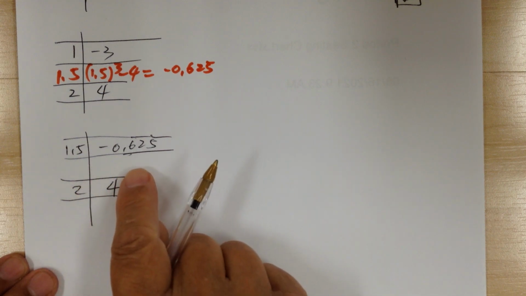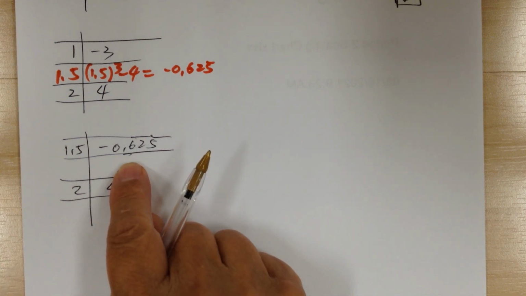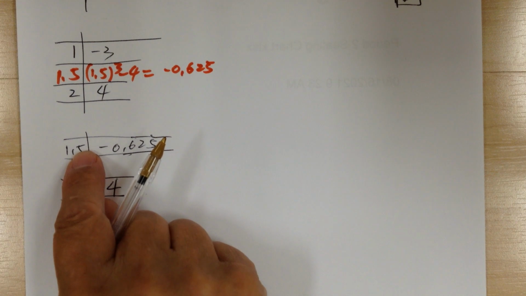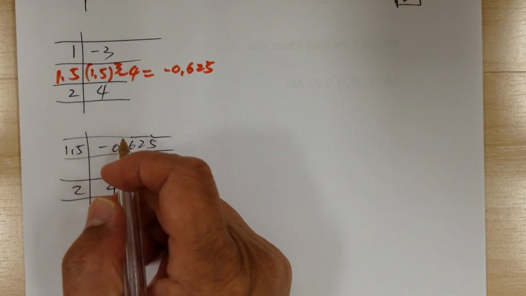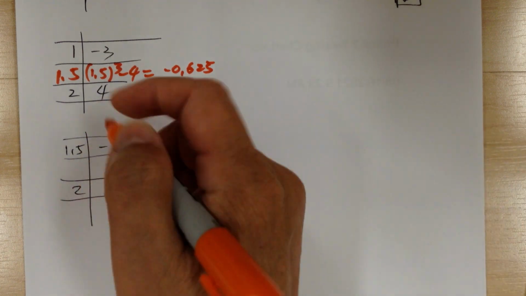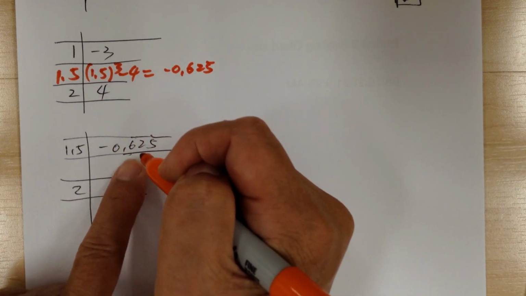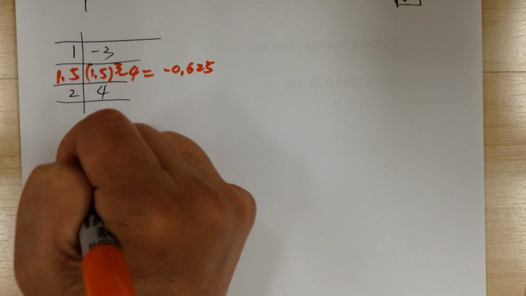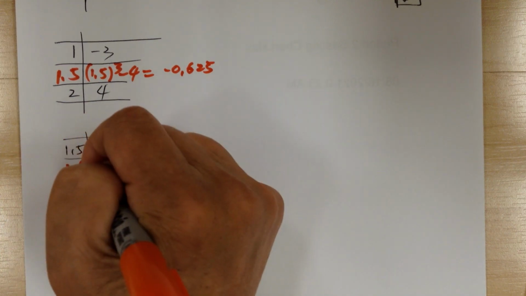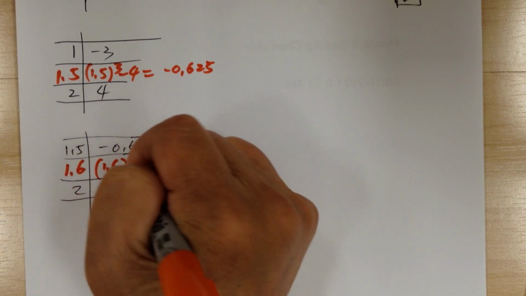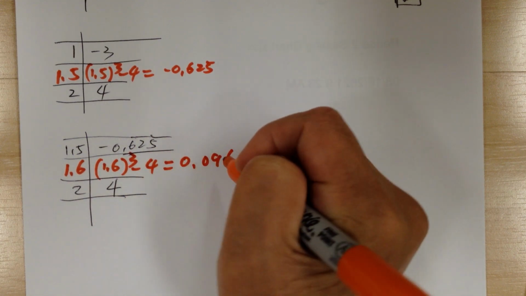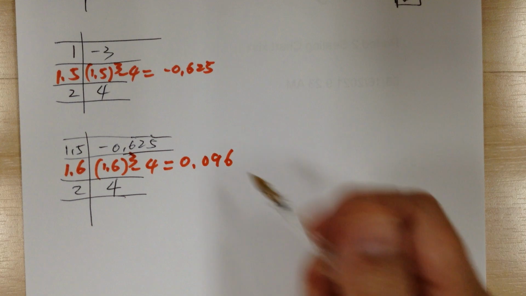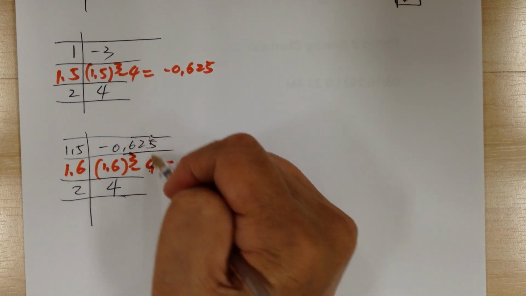So you know that, again, you want to get 0 over here. So you know this is going to be very close to 1.5, so the number is going to be between here. The 0 is very close to that, so I'm just going to try 1.6. So you're going to get 1.6 to the 3 minus 4, and this will equal 0.096. Now you have a positive and a negative, so the answer is going to be between here.